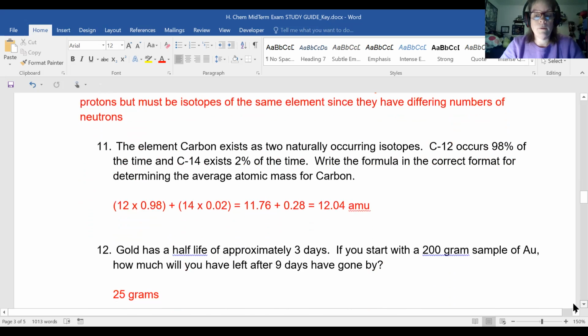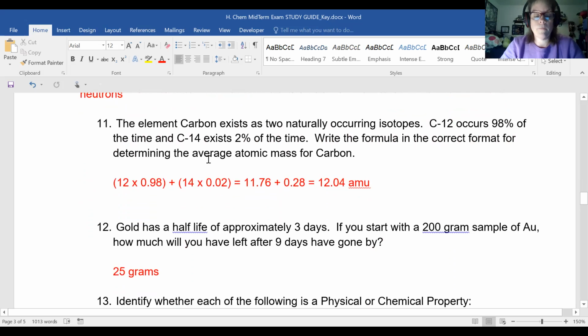Number 11, we're trying to determine the weighted average for the atomic mass. The element carbon exists as 2 naturally occurring isotopes. You have C12, and that tells you the atomic mass for that isotope, which occurs 98% of the time. And carbon-14, that's the atomic mass for this particular isotope, exists 2% of the time. Write the formula in the correct format for determining the average atomic mass of carbon.